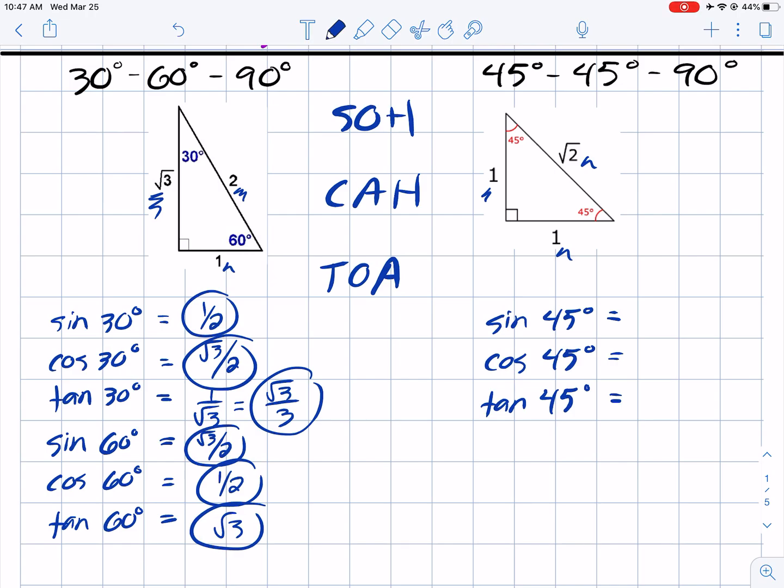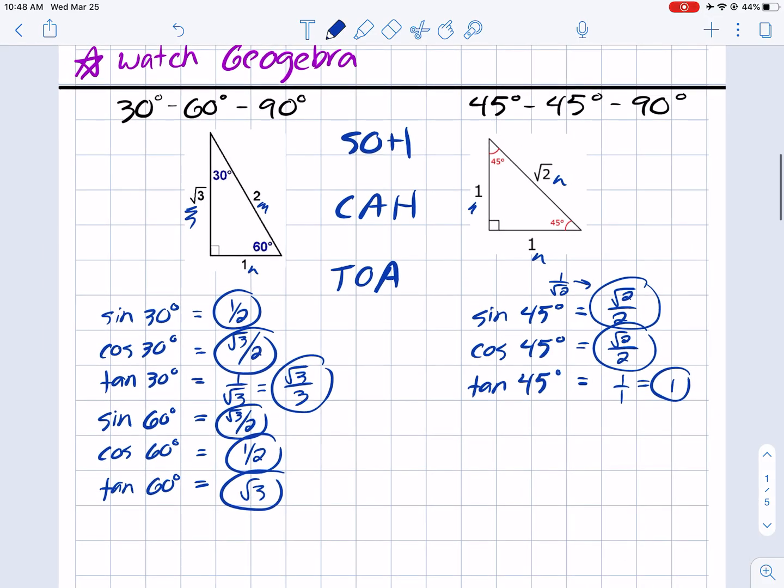And hopefully you can see a couple of these ratios repeat in 30, 60, 90 triangles. Same with 45, 45, 90 right triangles. Sine of 45, root 2 over 2. Cosine of 45, same thing, because the adjacent and the opposite side, they're both 1. So we get 1 over root 2, which simplifies to root 2 over 2. Don't forget to multiply top and bottom by root 2 over root 2. And then tangent of 45, 1 over 1, or just 1. All right?